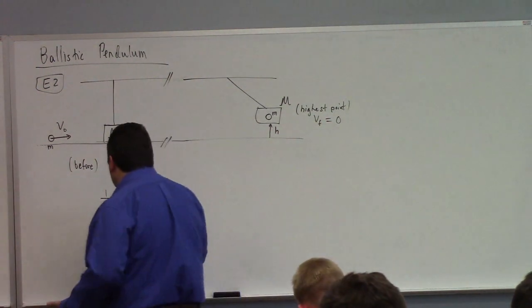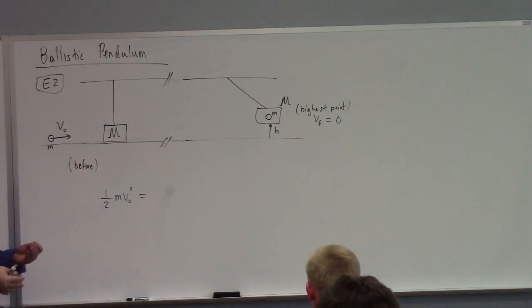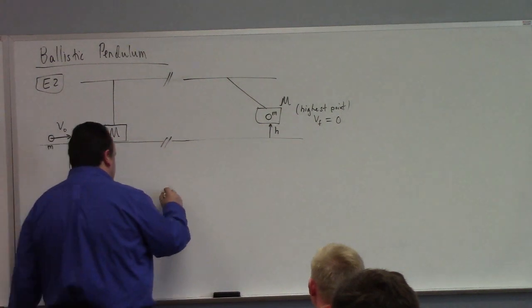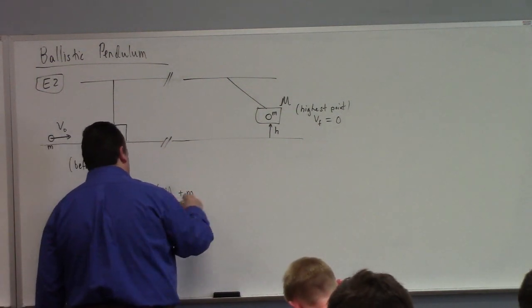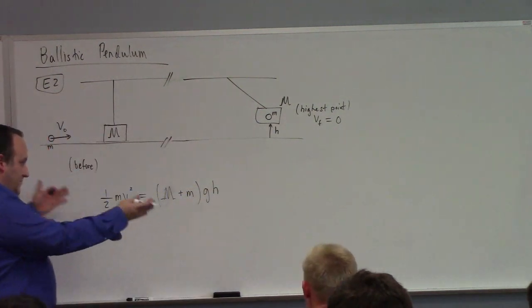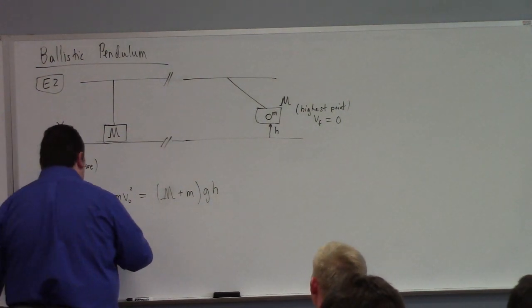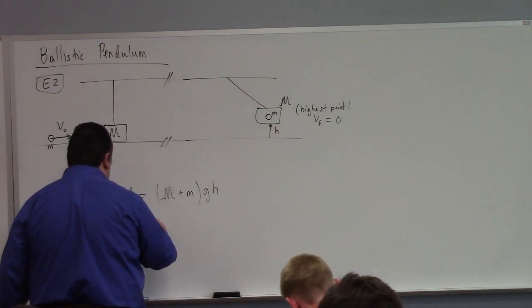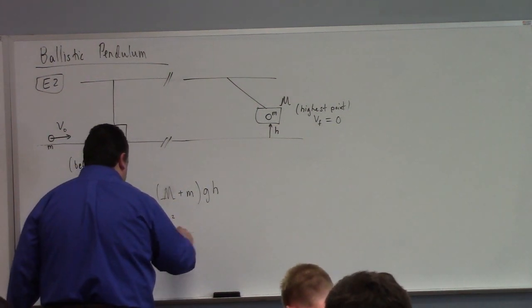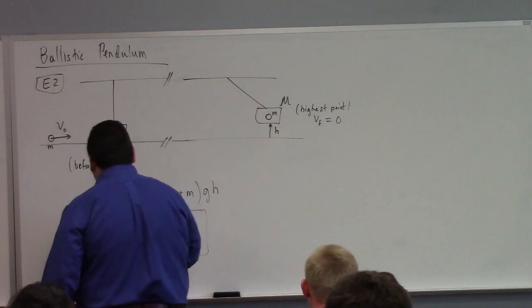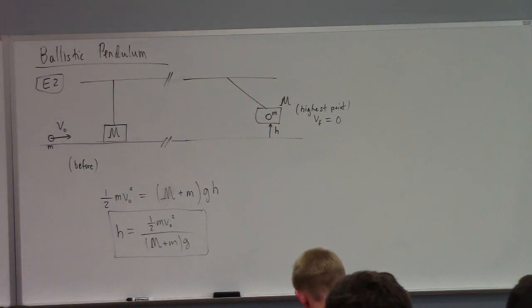Vf would be equal to zero there, right? So what's the energy? Well, there's no kinetic energy, it's all potential energy, and this is all happening near the surface of the Earth, so setting potential energy equal to zero at the floor, I'd have (M plus m) g h. Conservation of energy, yeah? So I said, okay, great, the height is 1/2 m v naught squared divided by (M plus m) g, and I put a box around it, and I felt like I'd accomplished something. I finished this problem easy, went on to other harder problems.